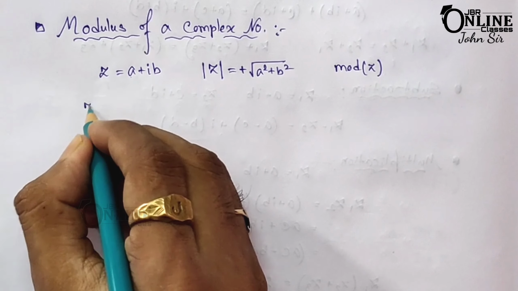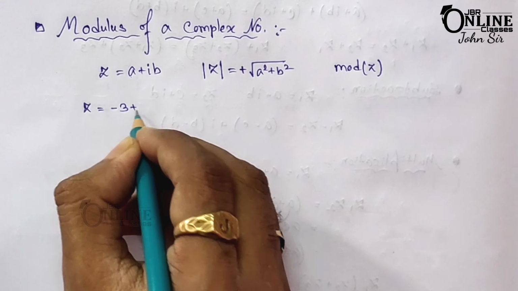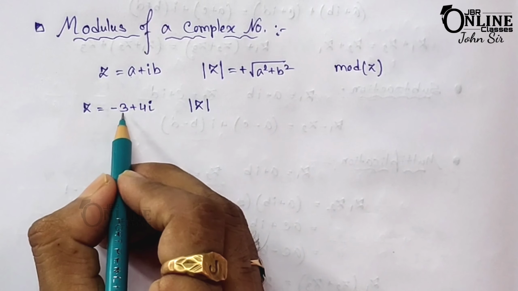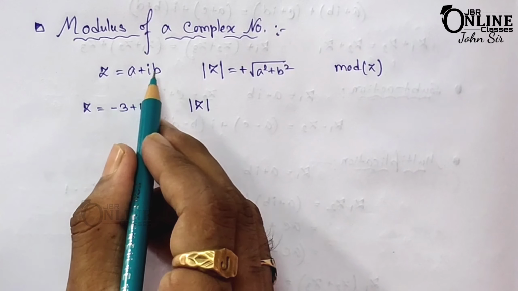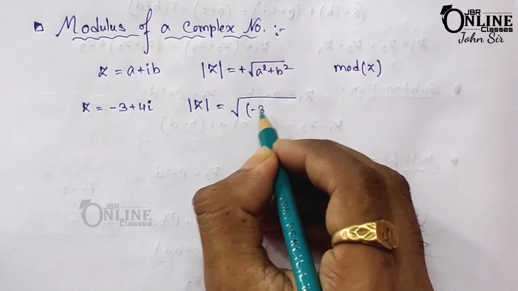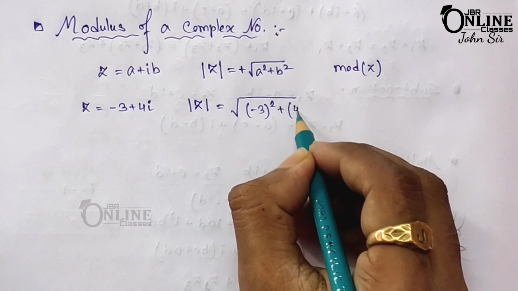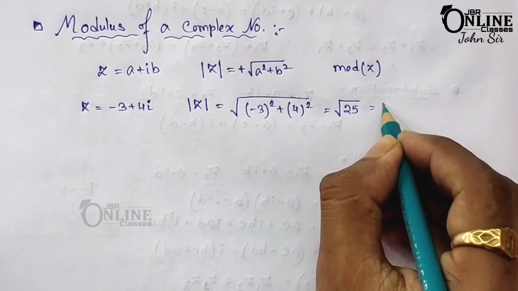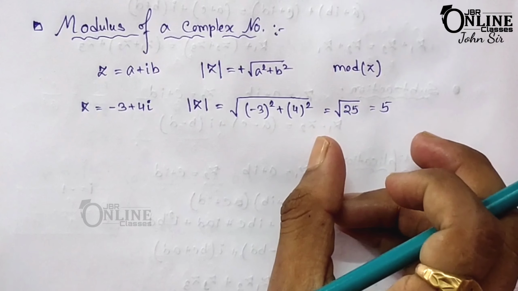So here is an example, suppose z equals minus 3 plus 4i. Then mod z will be, as here a is minus 3 and b is 4, mod z equals root over minus 3 whole square plus 4 whole square. That equals root over 25, which equals positive 5 only.